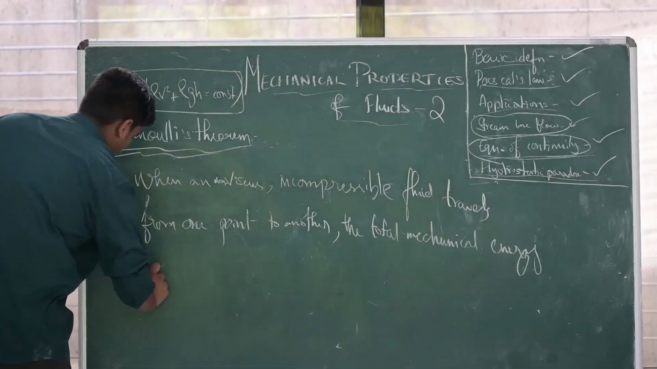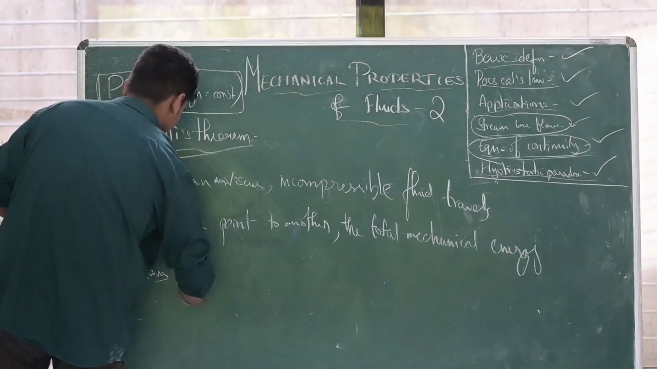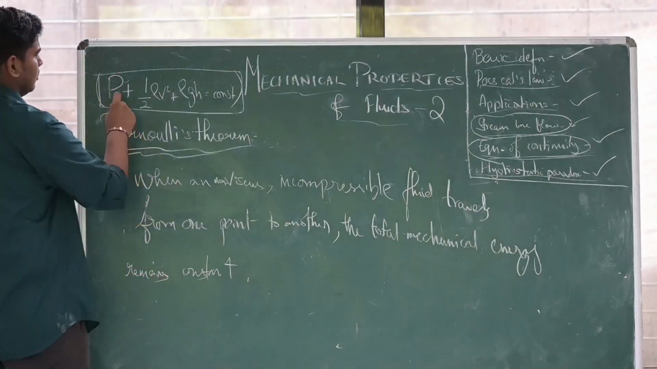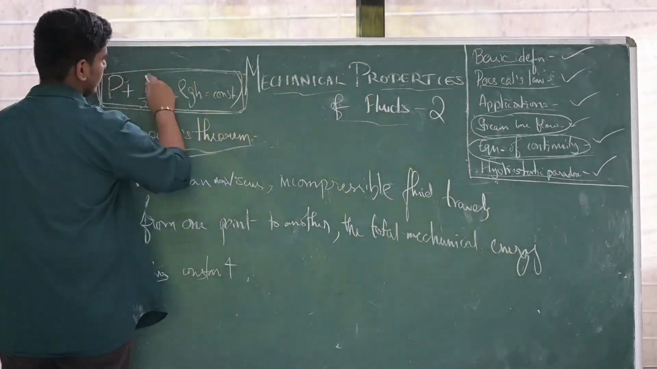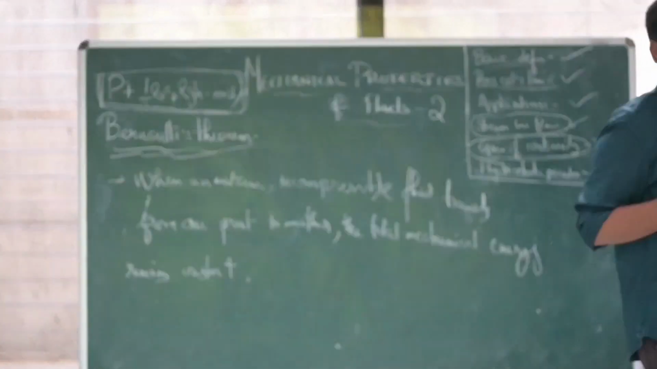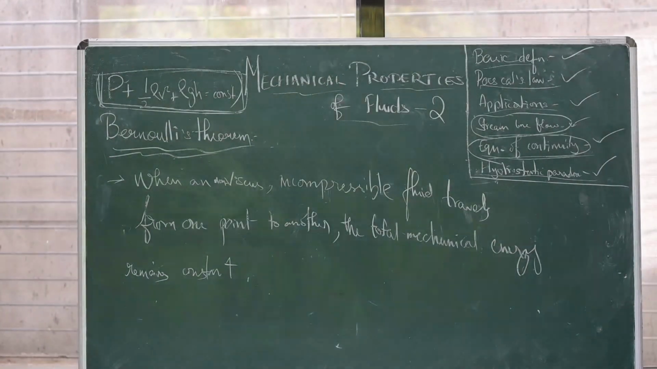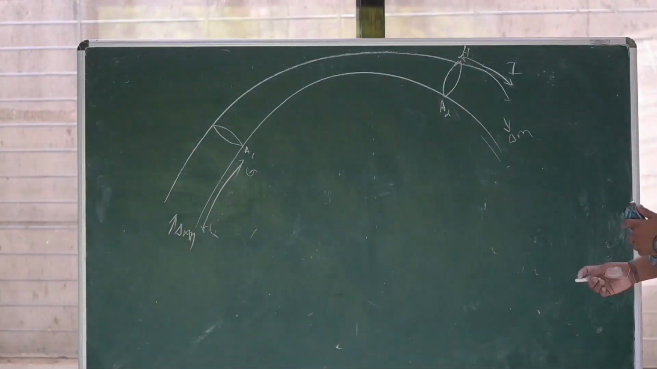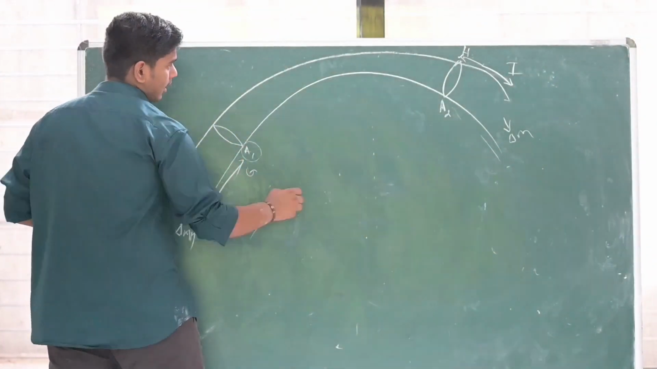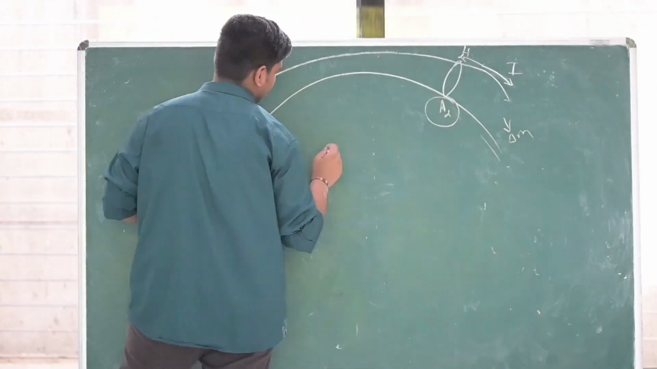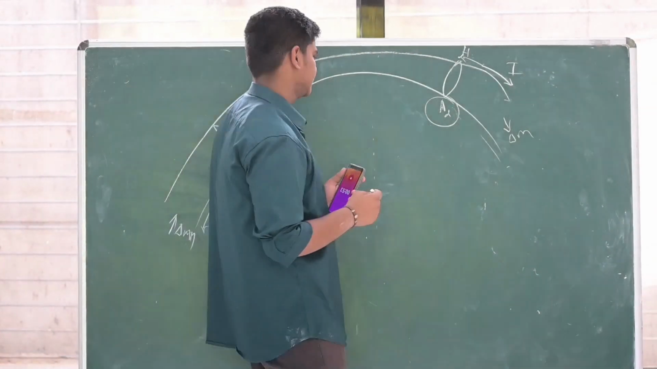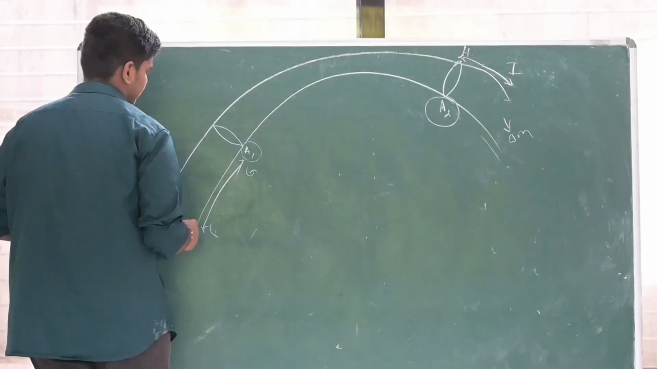Okay? Now, what does this statement mean? What does the statement mechanical energy remains constant mean? P plus half rho V square plus rho g h is equal to constant. This is the formula for Bernoulli's theorem. Imagine we have a pipe with varying cross-sectional areas A1 and A2. Okay? Fluid of mass delta M enters and exits as per the law of conservation of mass.